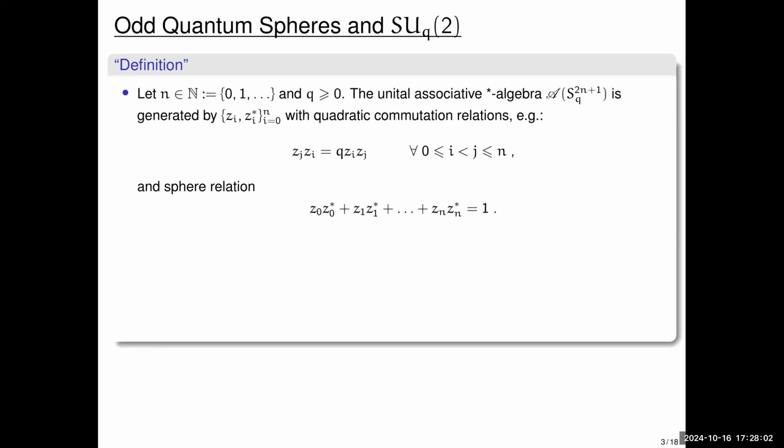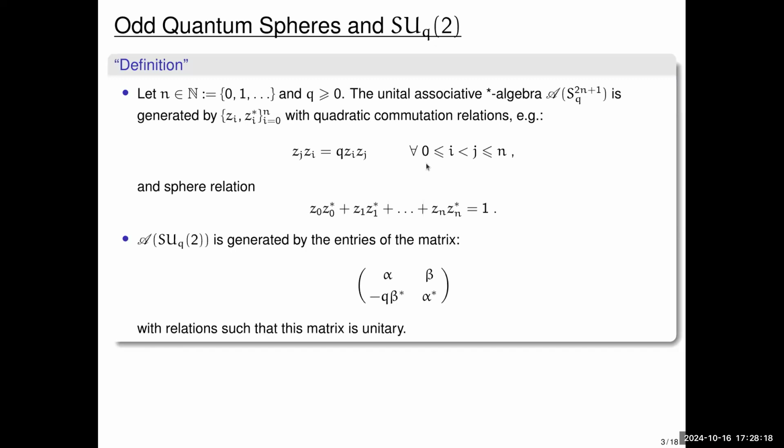If you multiply each generator by its star and sum, you get 1. It is a star algebra with the obvious star involution, where zeta i star is the conjugate of zeta i, the adjoint of zeta i. Okay, next, let me recall the polynomial algebra of SU_q(2).